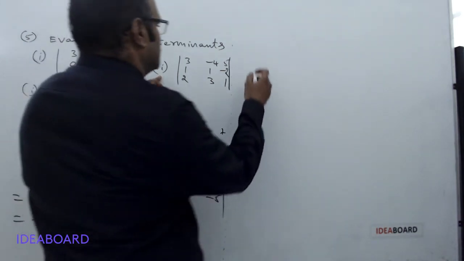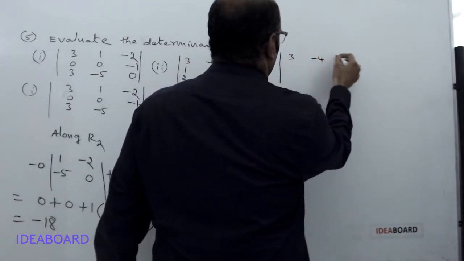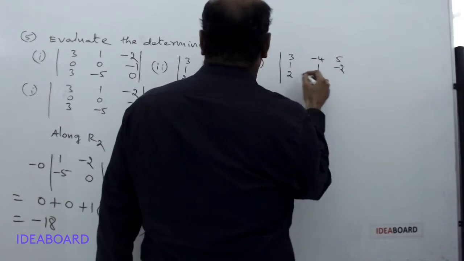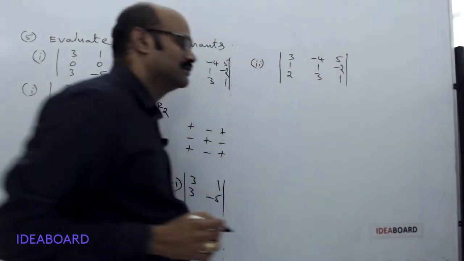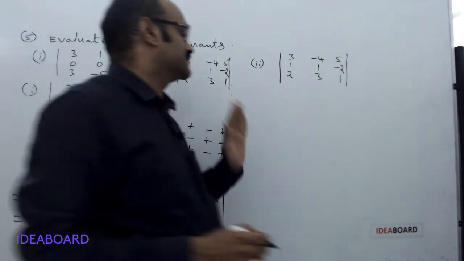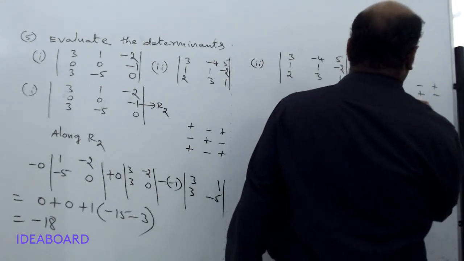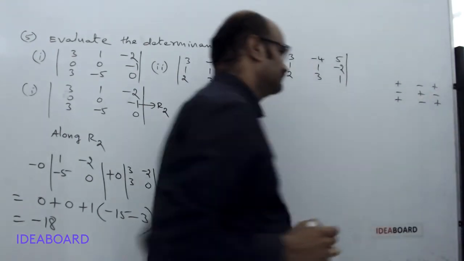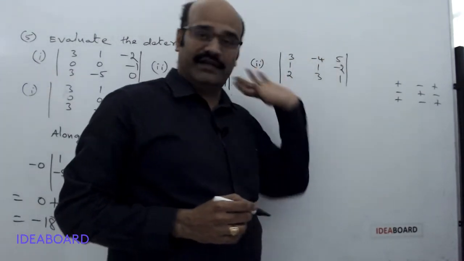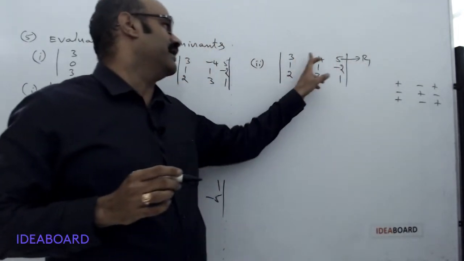Now second problem is given by determinant of 3 minus 4 5, 1 1 minus 2, 2 3 1. First we have to take the signs plus minus plus minus plus minus plus minus plus. Now we expand along R1 here. Here the row 1 is we are having 3 minus 4 5.